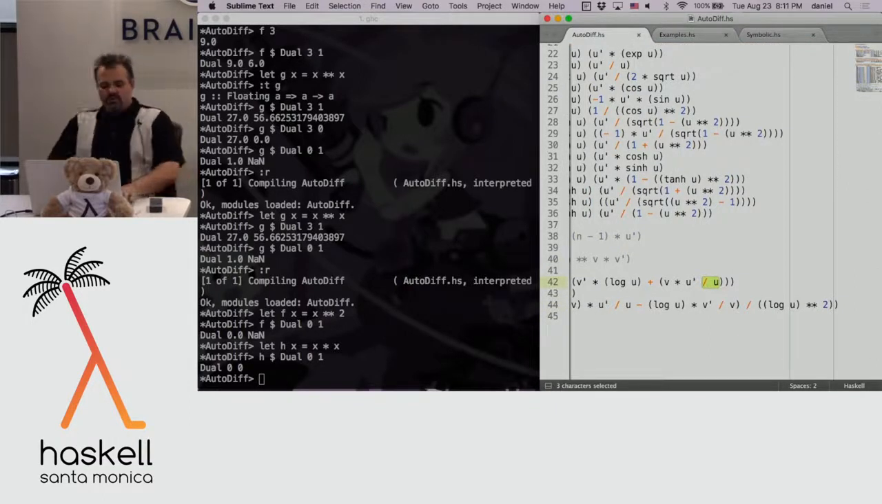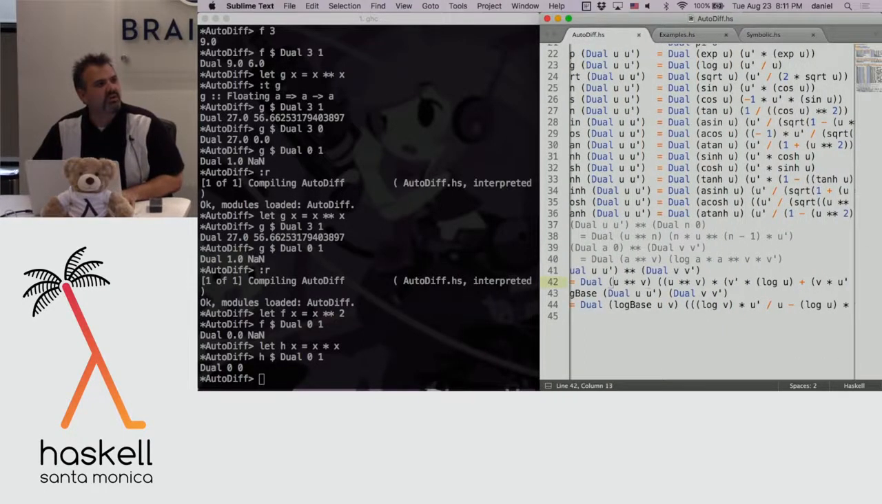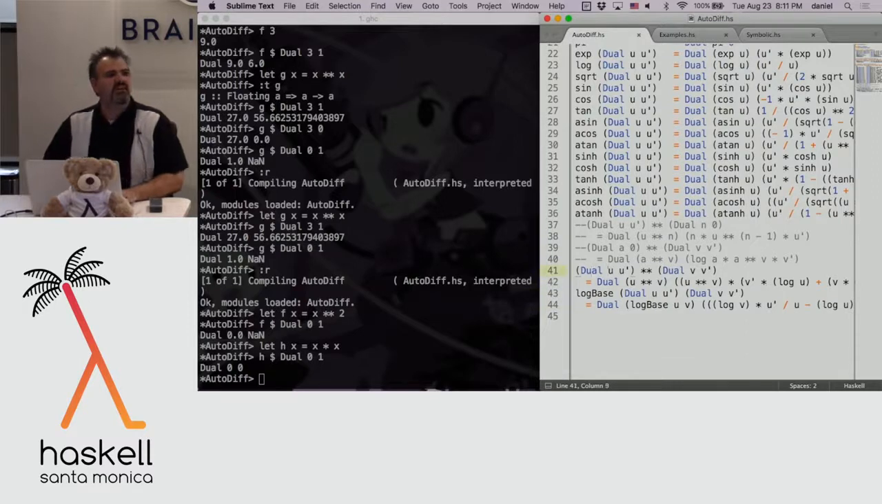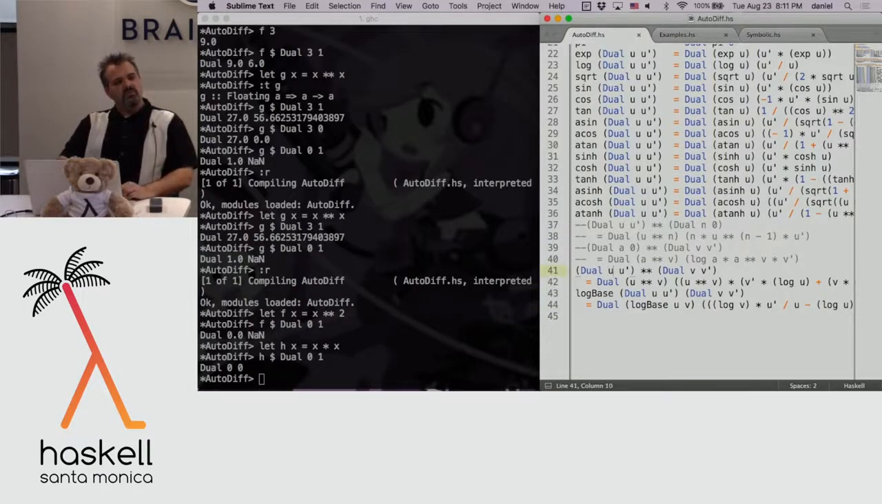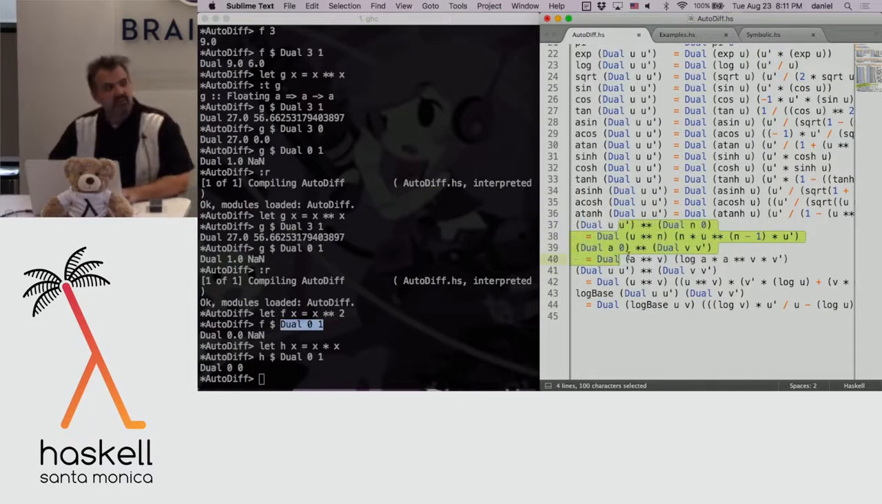So dividing by u. And who is u? U is the first guy in our first dual. And we're doing this function applied to this dual. Oh. Yep, that'll do it. Okay, so that's why we need cases for this.